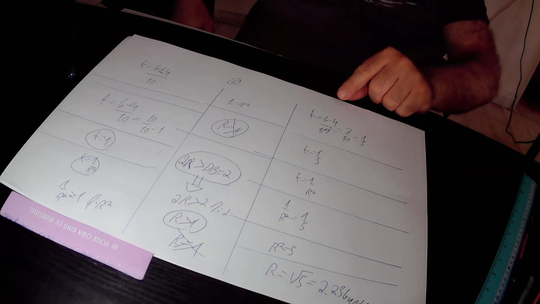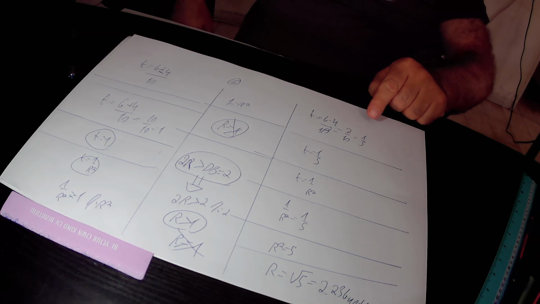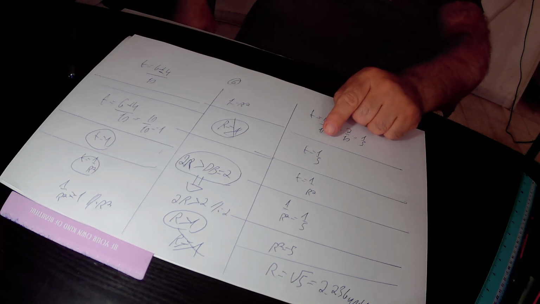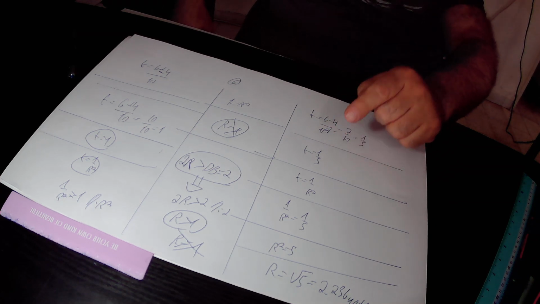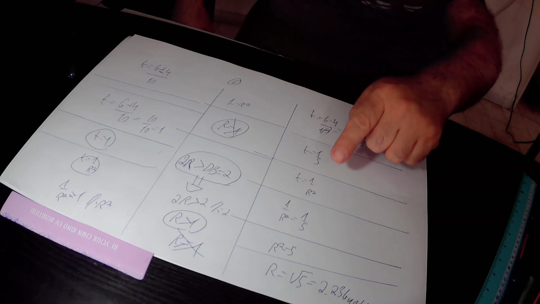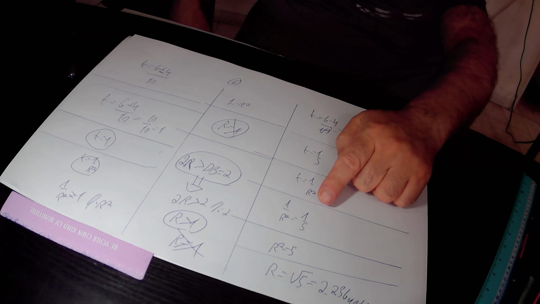The second solution for t is that t equals 6 minus 4 over 10. 6 minus 4 is 2, and 2 over 10 is 1/5. So according to the second solution, t equals 1/5 from one side, but from the other side, t equals 1 over r squared according to our definition. Substituting, we find that 1 over r squared equals 1/5. Multiplying, we find that r squared equals 5.